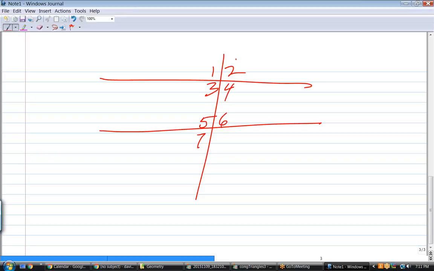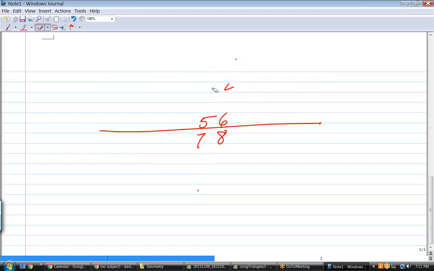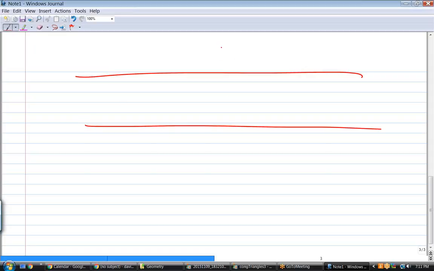What other angles is angle 1 equal to? Angle 1 is equal to angle 8. Angle 1 is equal to angle 5. And then angle 1 is equal to angle 4. Good. Now let me make that exact problem slightly more difficult.